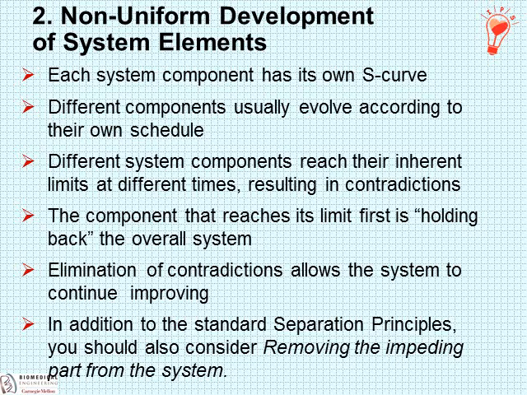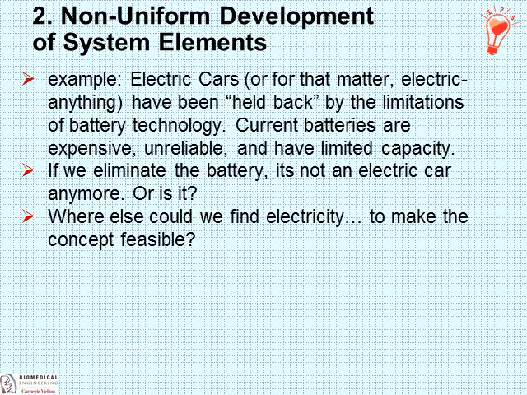In addition to the standard separation principles, which you could use to address those contradictions, you could also consider removing the impeding parts of the system, the parts that are preventing it from improving. So an example, maybe not the best example, is electric cars. They've existed conceptually for decades and decades. Most of the technology, the car itself, the wheels, even the motor and the controls have been mature, and what's been holding back the technology is the limitations of batteries. They are still very expensive, they're unreliable, they have limited capacity. So if we can eliminate that element that's holding back that progress, then we can allow the electric car to actually have a place in the market.